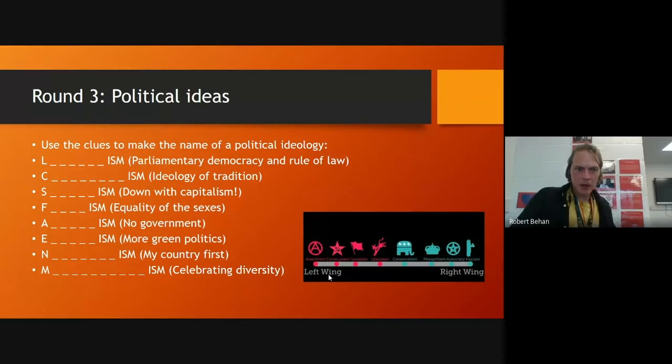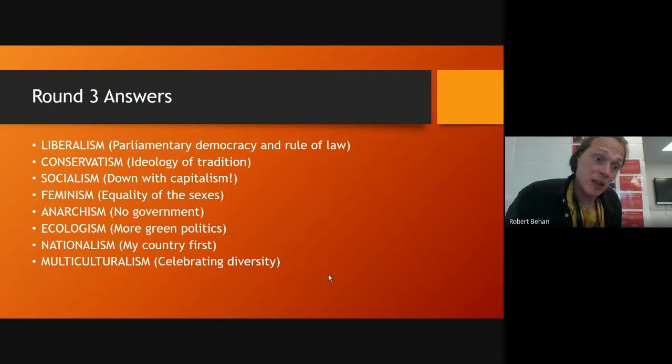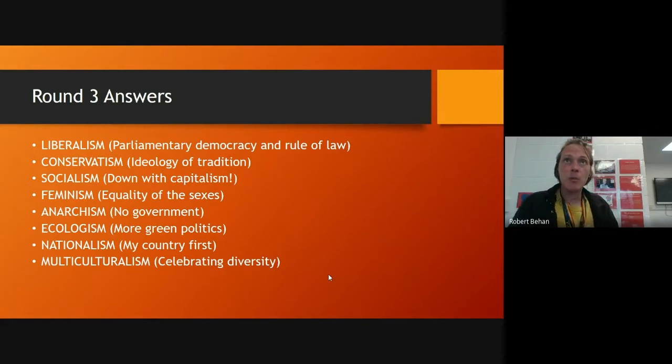So what political ideas are linked to the following things? Liberalism was the first one, a little bit of a tricky one there, but liberals, very much the ideology believing in parliamentary democracy, rule of law, protection of individual rights. We look at all of this stuff in our politics course as well. The ideology of tradition, monarchy, family values, this kind of stuff, conservatism.